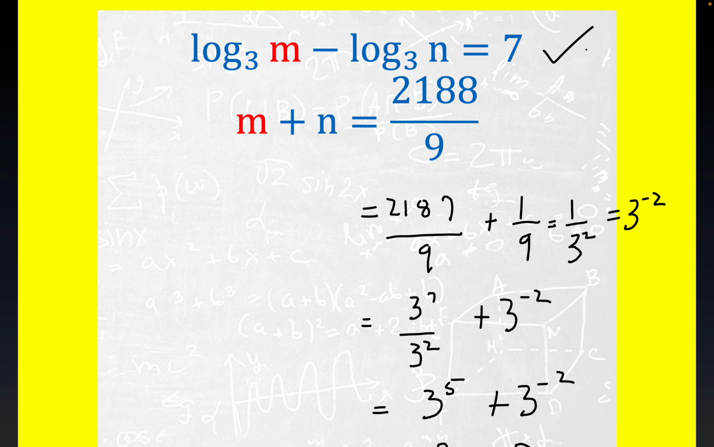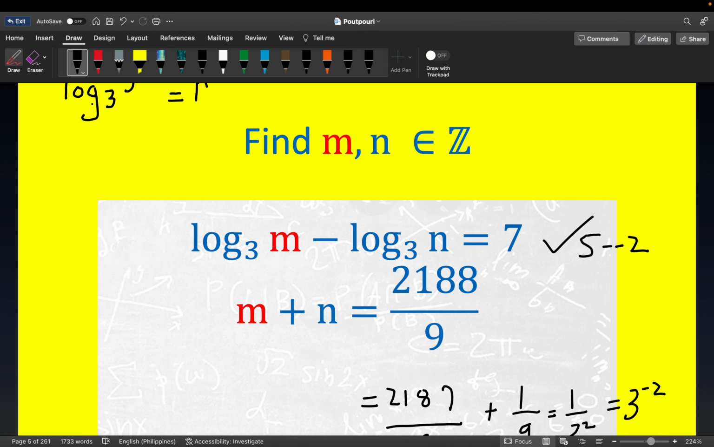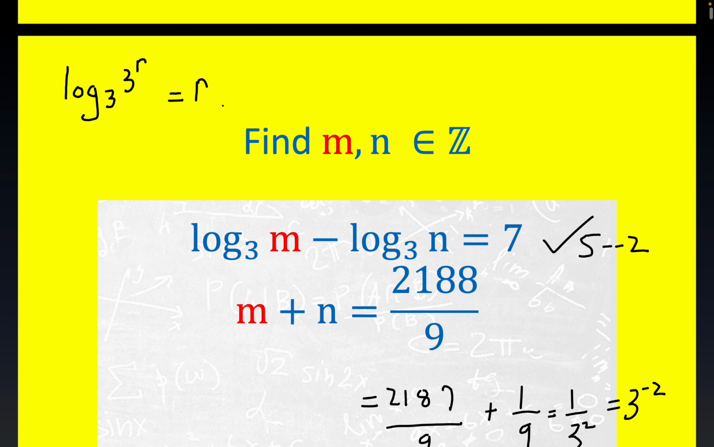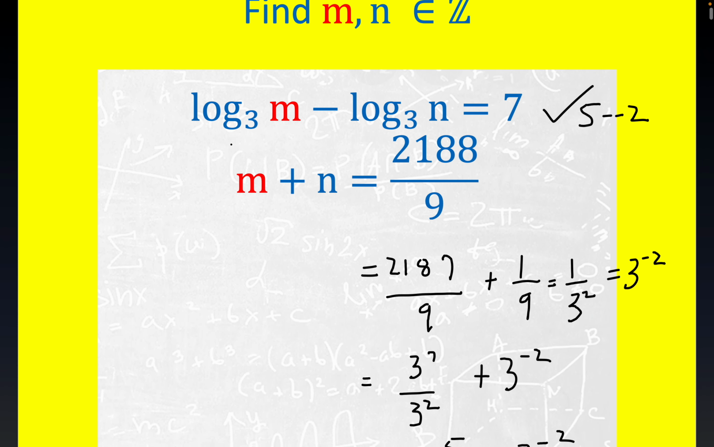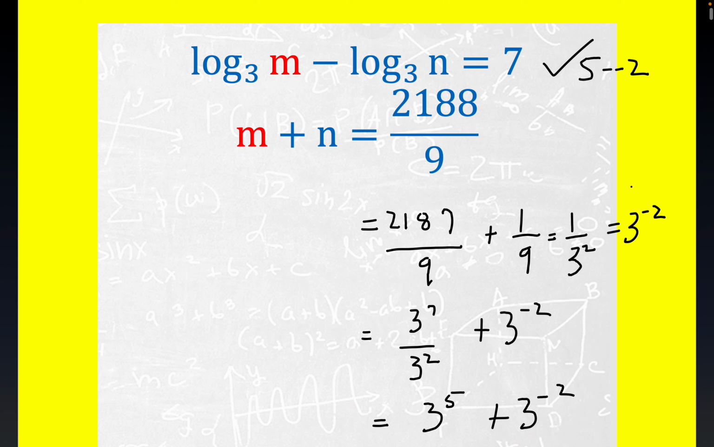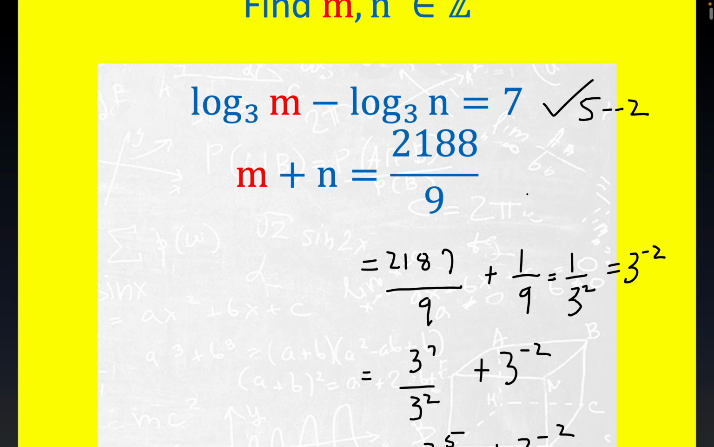You would get 5 minus a negative 2, right, folks? Again, we're using this property again, log base 3 of 3 to the r is equal to r. We used it twice to get 5 and negative 2 respectively. 5 minus negative 2 is 7. So this is the solution, folks.